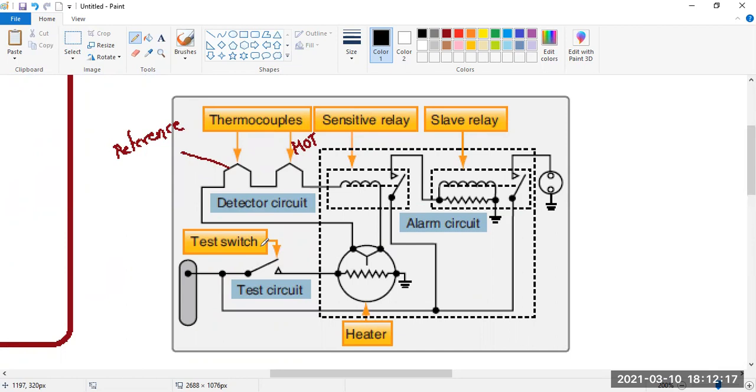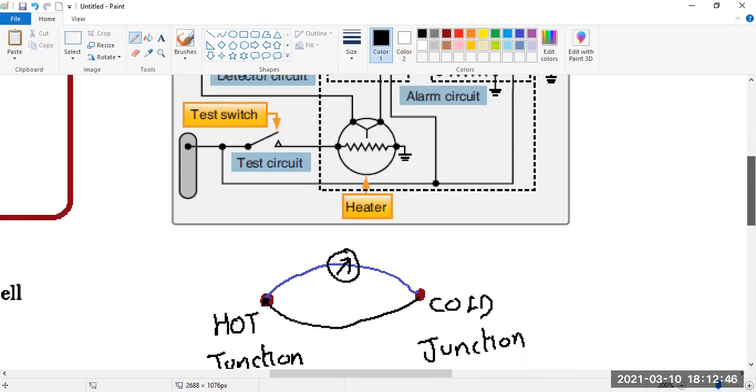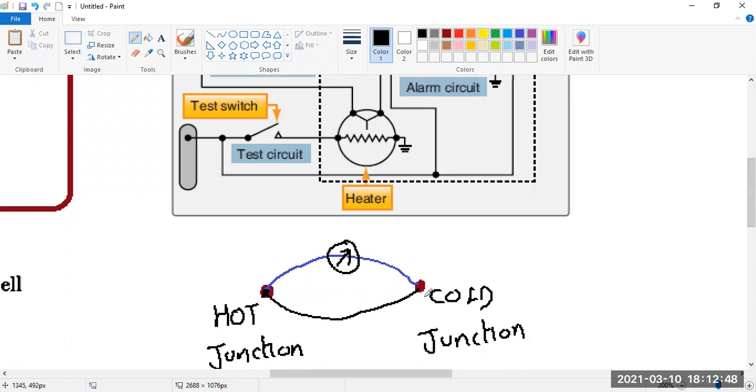But what will happen in case of fire? The hot junction will suddenly shoot up in temperature, whereas your reference junction will remain at nearly the same temperature. In the hot junction the temperature will rise quickly, while the reference will keep rising slowly. But in the hot junction, the temperature will shoot up. This will create the difference. As the difference is created, electricity will be created. As we have understood over here, a difference in temperature causes electricity.